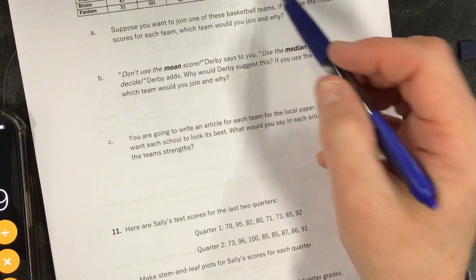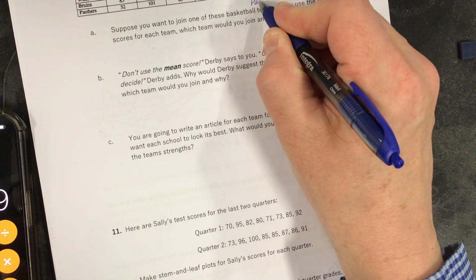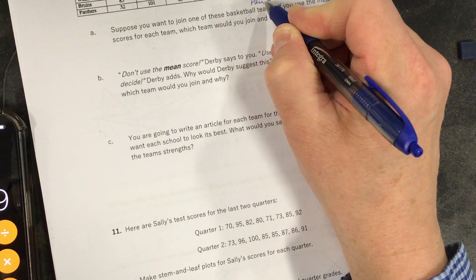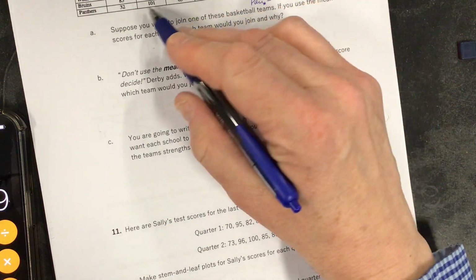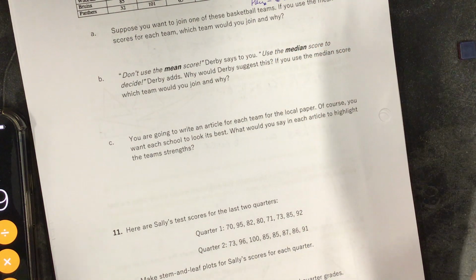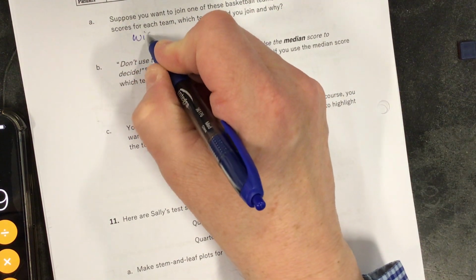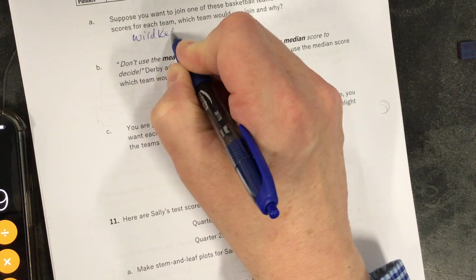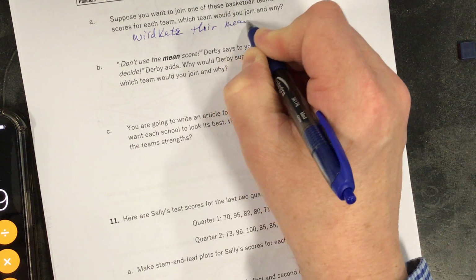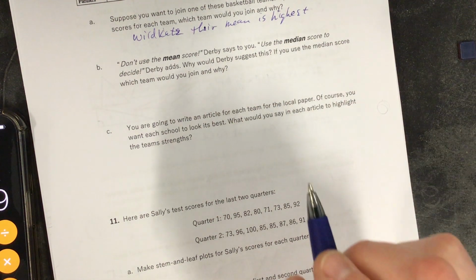And then the last one, the Panthers. I add those together and divide by 5. That's going to be 68.2. So which team would I want to join? I'd want to join the Wildcats. Their mean is highest. When you have a high mean, you're likely going to win a couple games.